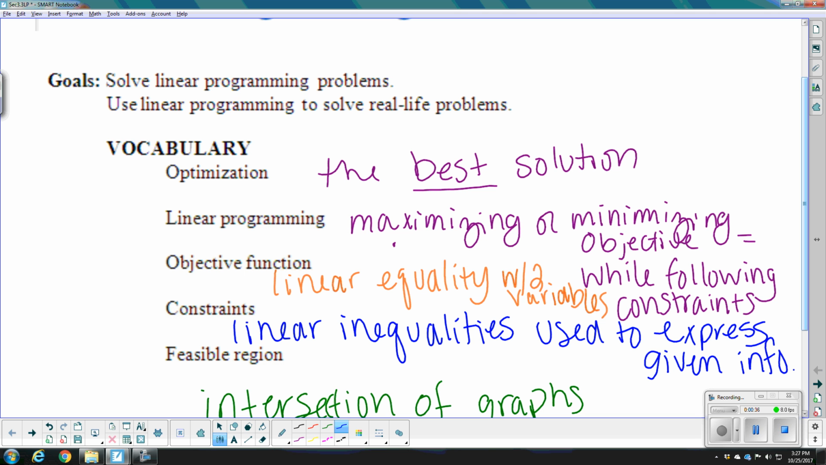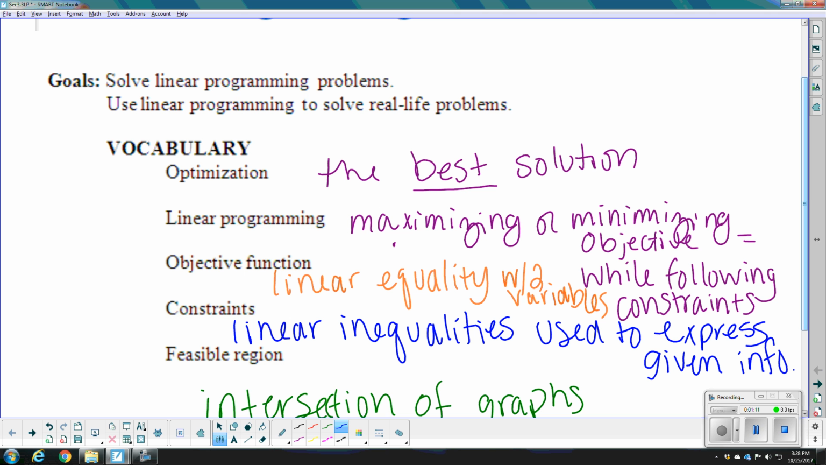But optimization is the best solution. So for whatever you're looking for, what's the best possible solution for that? If you're looking to optimize profits, or maybe you're looking to minimize costs, optimization is whatever your best solution. It is related to your objective function, whatever your objective for this program is. Linear programming is maximizing or minimizing the objective equation while you're following constraints.